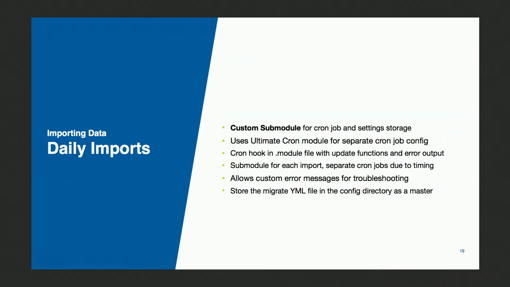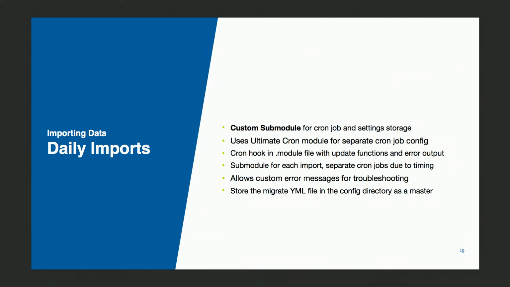So for the daily imports that were required, we used submodules for each import so they could have their own cron job. And we were able to do many different cron jobs because of the Ultimate Cron module, which allows you to do a lot of settings for your jobs. You can run them at different times. You can set them at any interval that you can set with the regular Drupal cron.